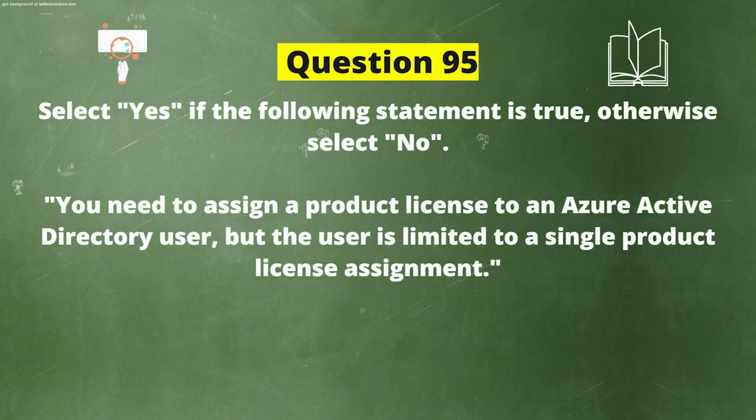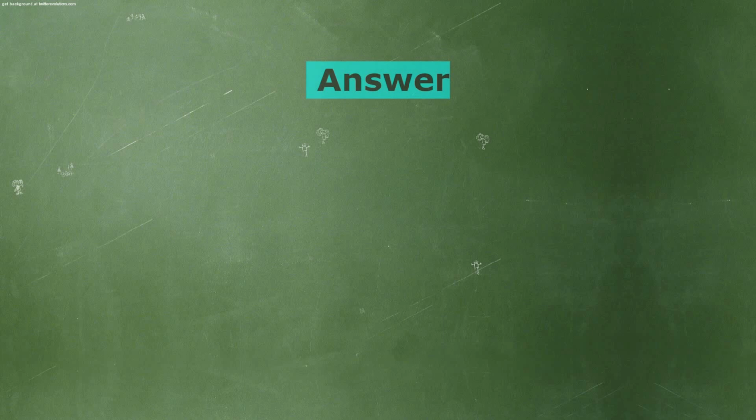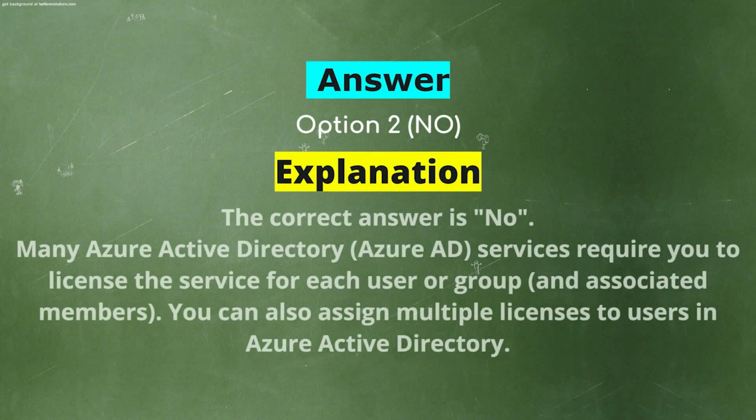Next question. Select yes if the following statement is true. Otherwise, select no. You need to assign a product license to an Azure Active Directory user, but the user is limited to a single product license assignment. Is it yes or no? And the correct answer is, it's no. Explanation. The correct answer is no. Many Azure Active Directory services require you to license the service for each user or group and associated members. You can also assign multiple licenses to users in Azure Active Directory.